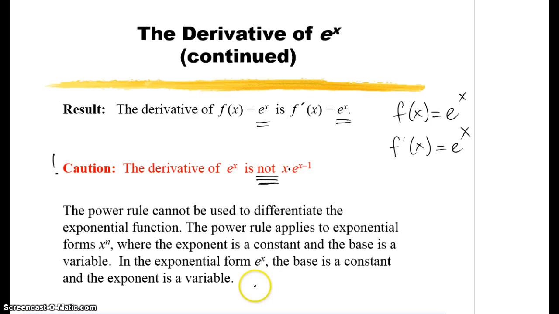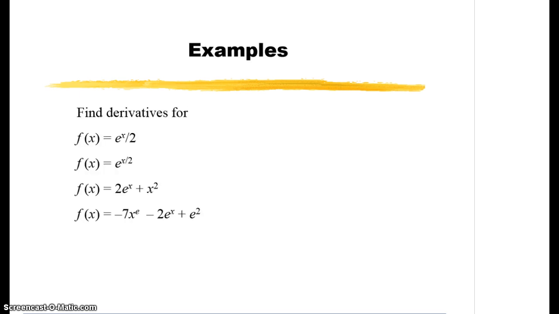In the exponential form, e to the x, the base is a constant, the number e in this case, and the exponent is a variable. That's how you can differentiate power and exponential functions, right? So you cannot use the power rule on exponential functions like e to the x. Be aware of that.